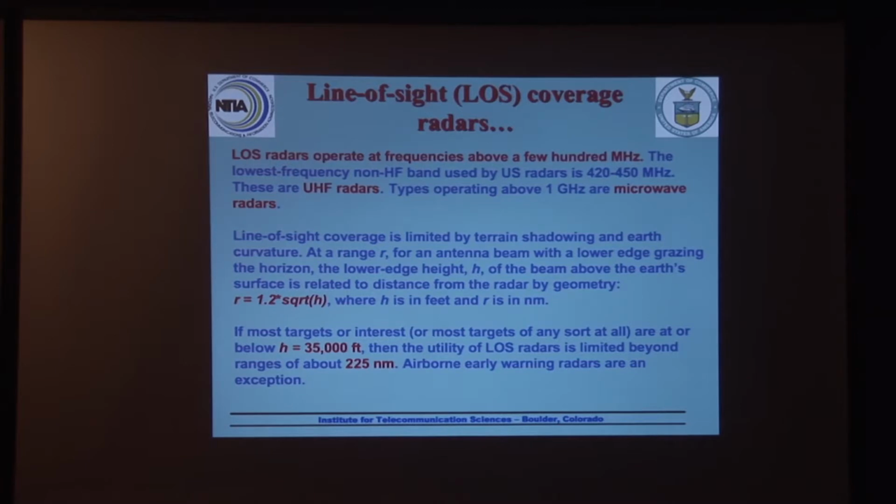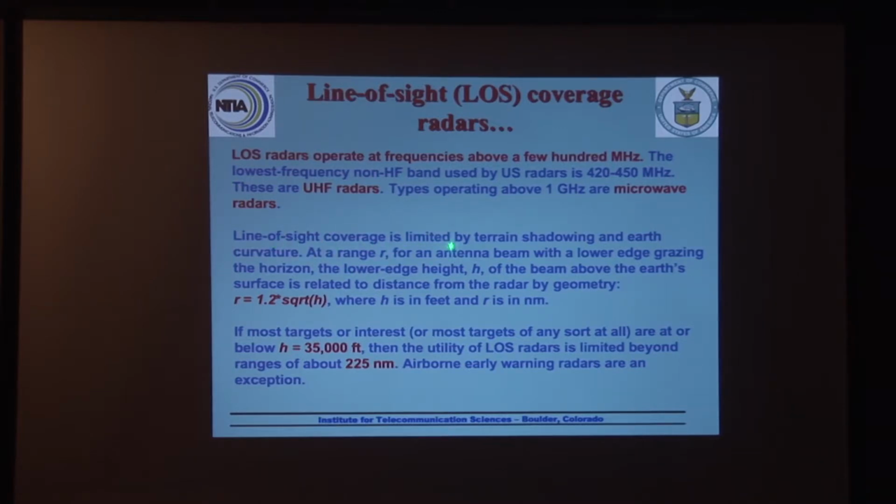Now move on to line-of-sight coverage radars. These are your classic radars. These are the ones that you see in movies. These are the ones that we talked about in talk number 6. They typically operate at frequencies of a few hundred megahertz or above. The lowest frequency U.S. radar band that I'm aware of was at 200 megahertz. It no longer exists. Nowadays, our lowest frequency band is 420 to 450. These are so-called UHF radars. If a radar operates above 1 gigahertz, then it's a microwave radar.